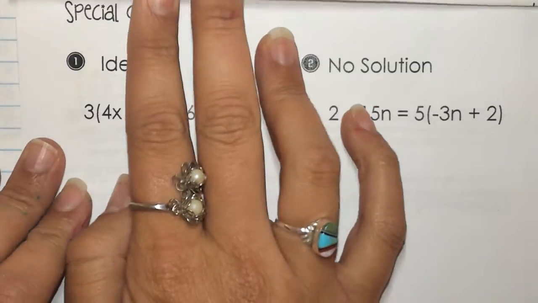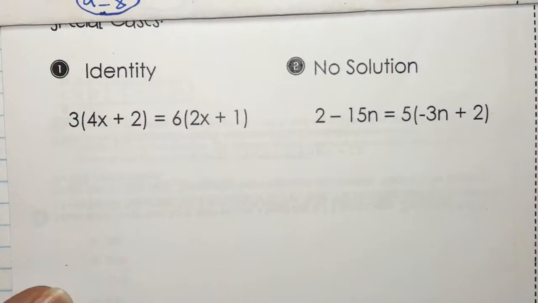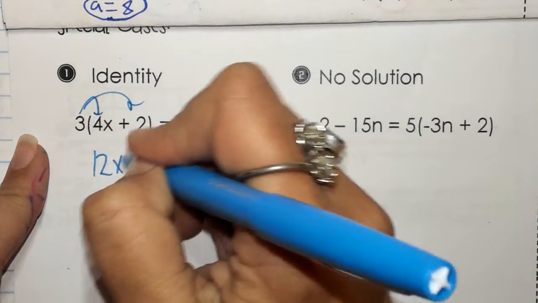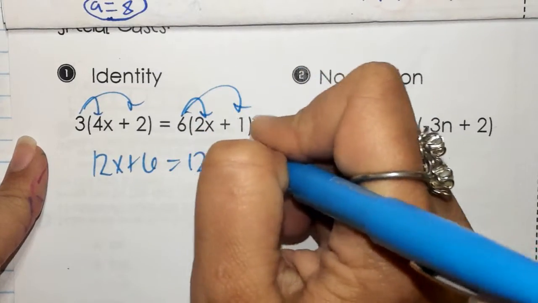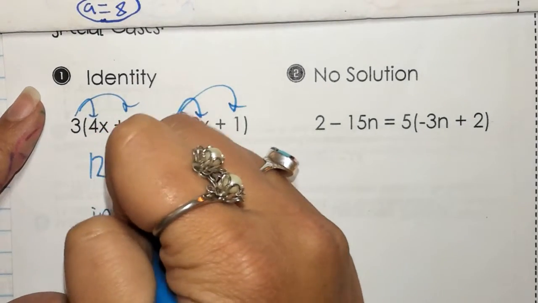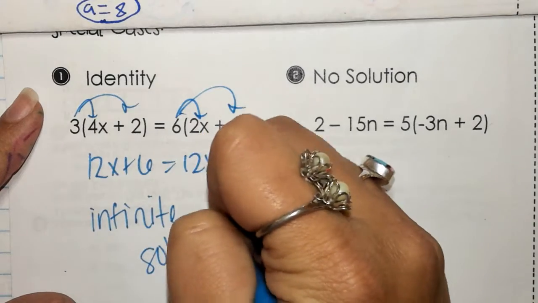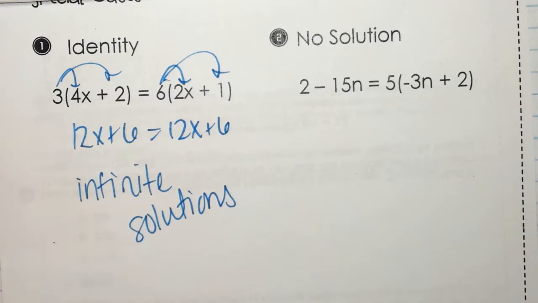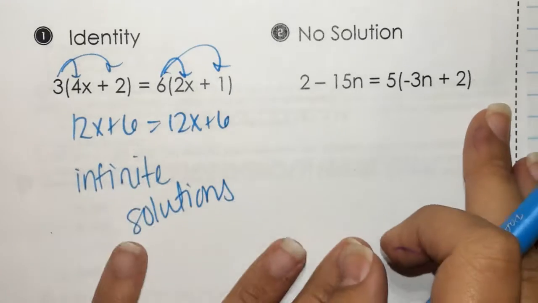special cases down here. This is when you have the identity or no solution as your answer. So the first thing you do on the left is you distribute. And you get 12x plus 6. And then you distribute here, and you get 12x plus 6. Do you see how they're the same thing? It's infinite solutions. Okay, put all real numbers. And then that one is no solution, nothing works. Right. So this means everything works. This one means that nothing works.